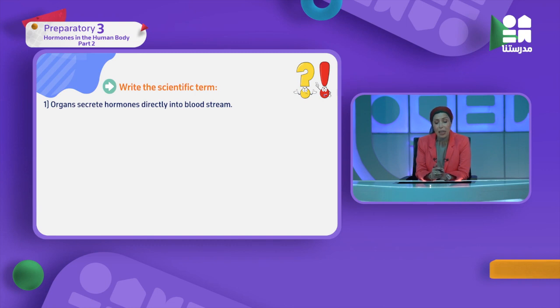The first one says: an organ that secretes hormones directly into the bloodstream. Which organ secretes directly in the blood? So of course, what is it? Endocrine glands. Or you can say ductless gland, but the more scientific word is endocrine gland.